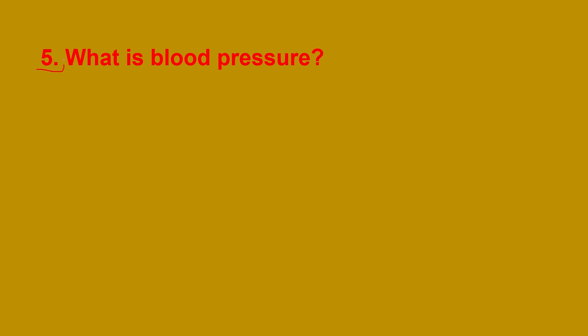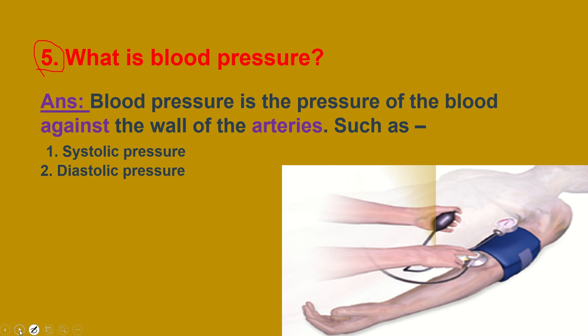What is blood pressure? You have heard some people say I have high blood pressure, I have low blood pressure. So what is blood pressure? Blood pressure is the pressure of blood against the wall of the artery. There are two types of pressure. Number one, systolic, and number two, diastolic pressure.